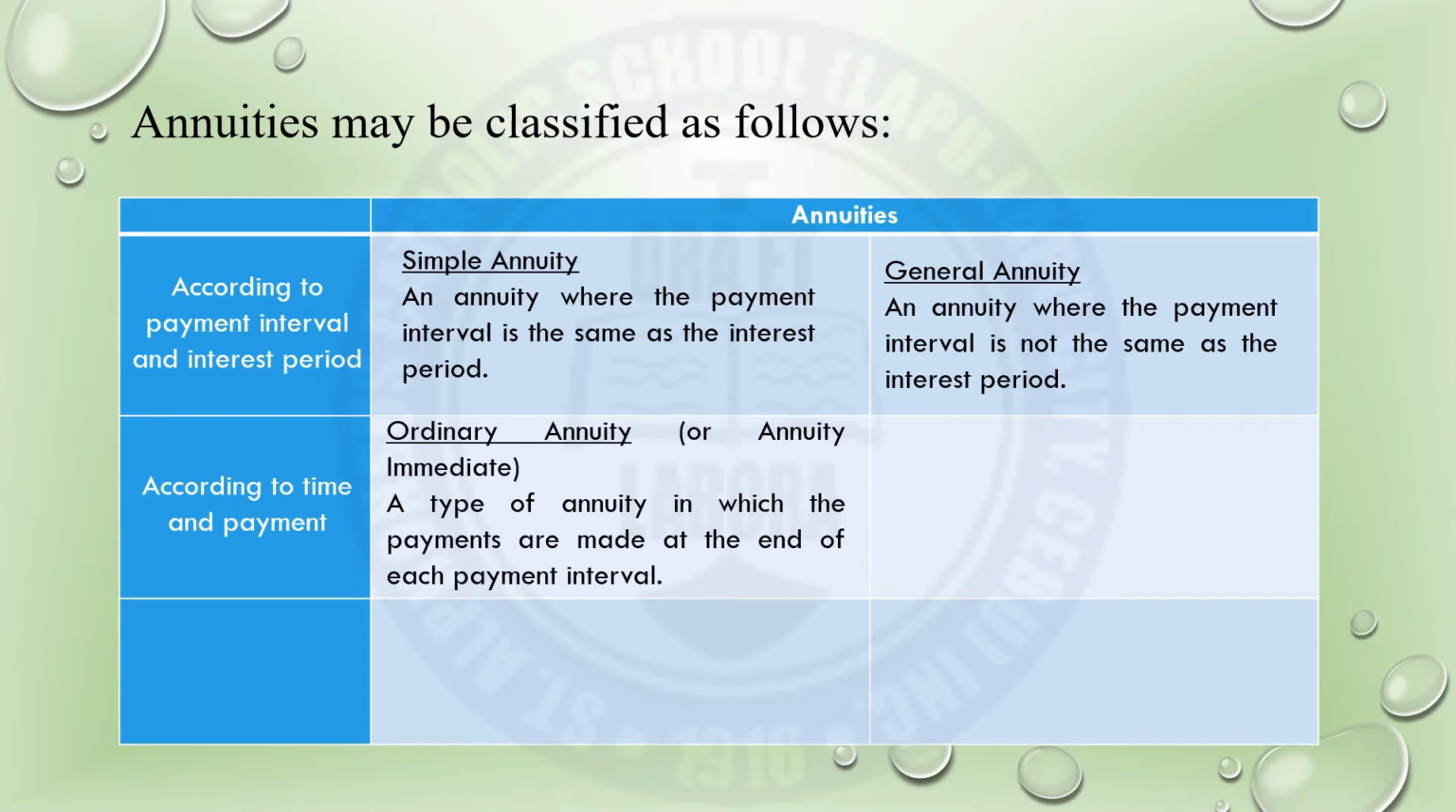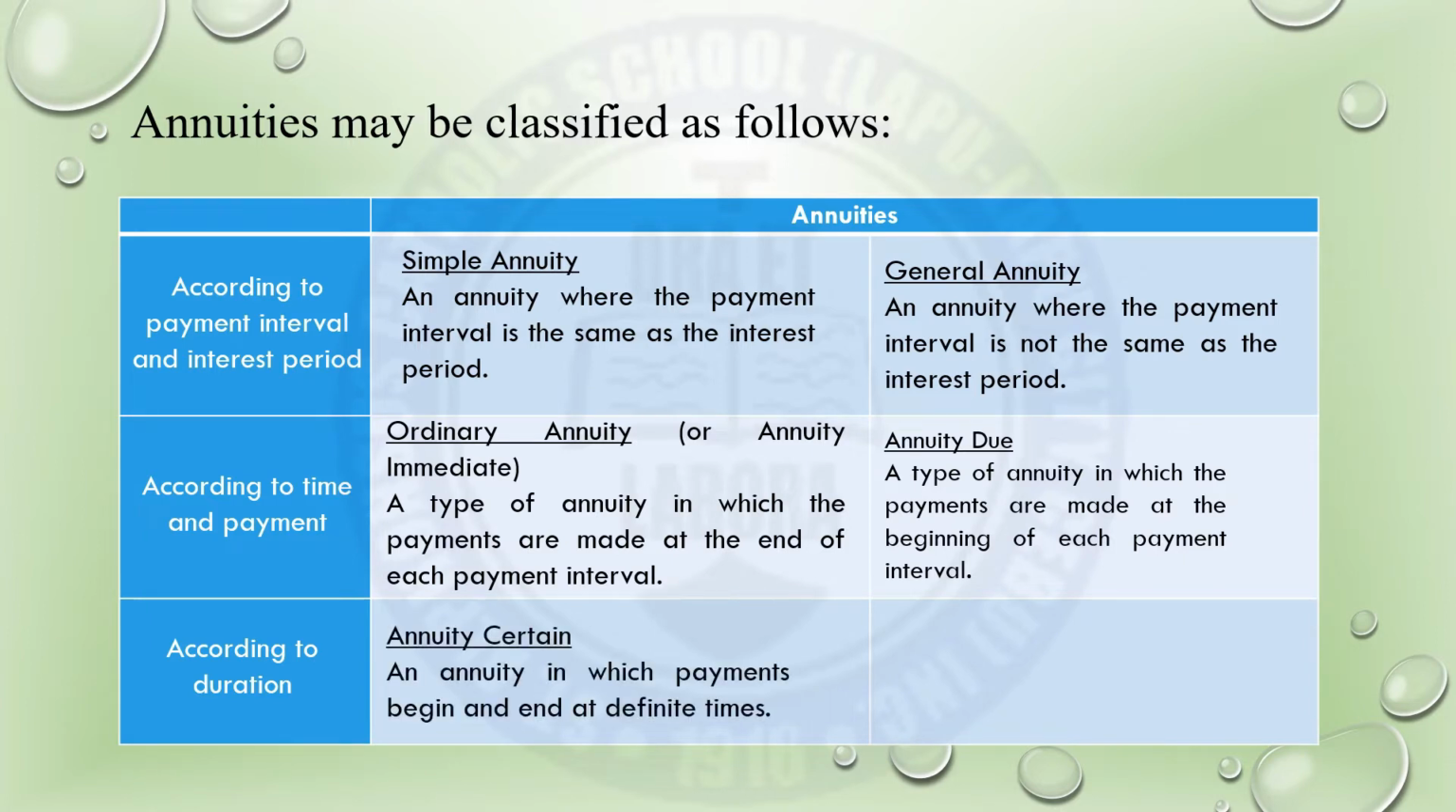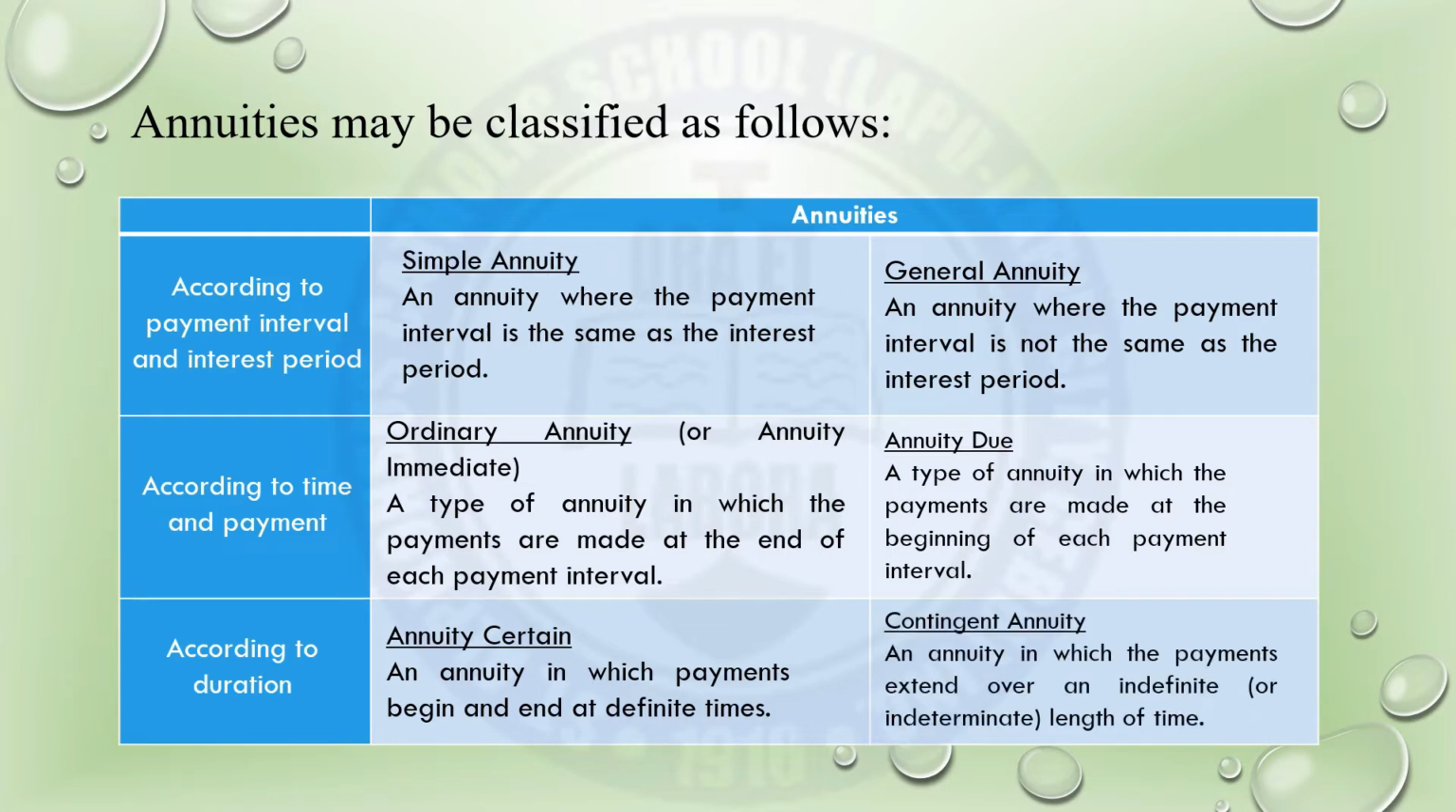We have ordinary annuity. This is a type of annuity in which the payments are made at the end of each payment interval. Annuity due is a type of annuity in which the payments are made at the beginning of each payment interval. Third, according to duration. Annuity certain is an annuity in which payments begin and end at definite times. Contingent annuity is an annuity in which the payments extend over an indefinite or indeterminate length of time.